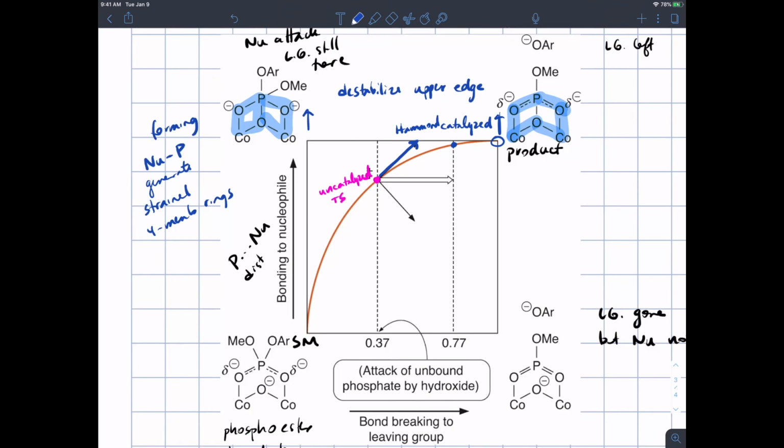In contrast, if we destabilize this corner, I'm just trying to make the color different. If we destabilize that corner, that's where we get an anti-Hammond effect. As we lift this upper left-hand corner, the transition state is going to tend to roll away from that corner, perpendicular to it. And you add both of those changes together, and you get the movement of the transition state, by vector addition, all the way to here.